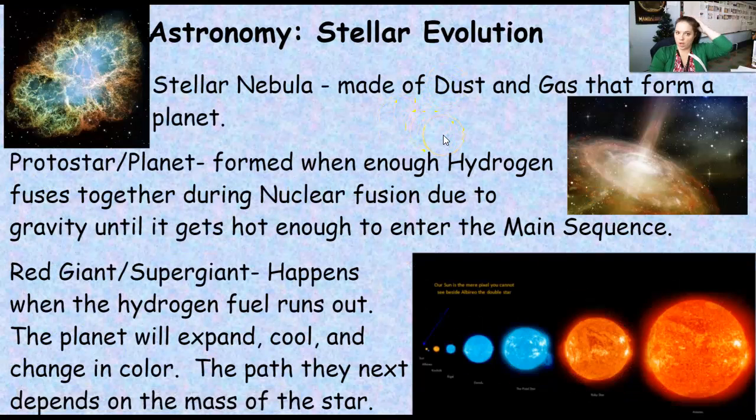So what is a stellar nebula? A stellar nebula is made of dust and gas that form planets or a planet. And then you've got something called a protostar. It's formed when enough hydrogen fuses together during nuclear fusion. There's that fusion again, due to gravity until it gets hot enough to enter the main sequence. And then next you have the red giants or supergiants. This happens when hydrogen fuel runs out. The stars expand, cool, and change in color. The path that they go on to next depends on the mass of the star.